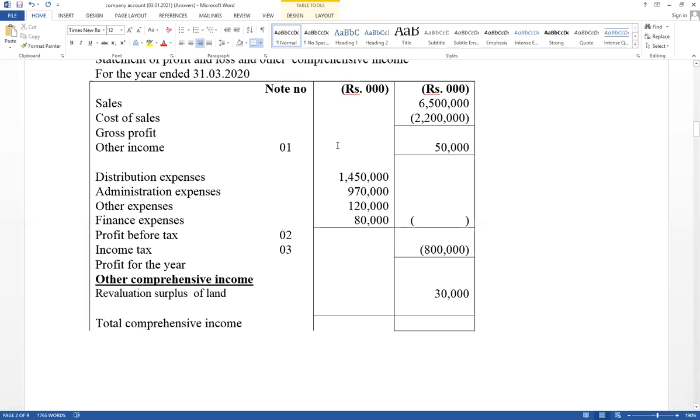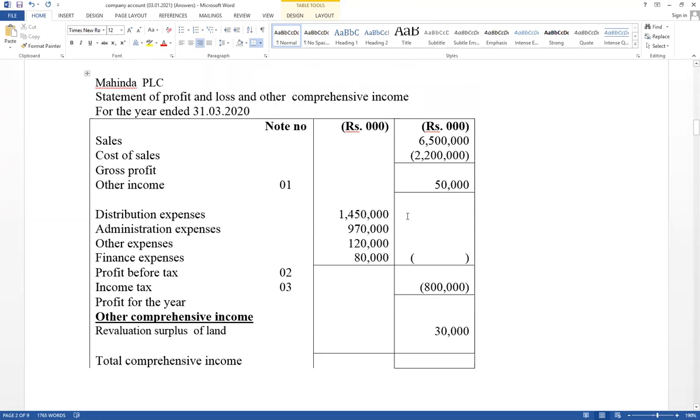Now complete the statement of profit and loss and other comprehensive income. Try to calculate total comprehensive income. Right, gross profit can be calculated. Take the answers. Sales minus cost of sales. Therefore, here the value equals 4,300,000. Plus other income, this one plus this one, take the answer here. Therefore, 4,350,000.